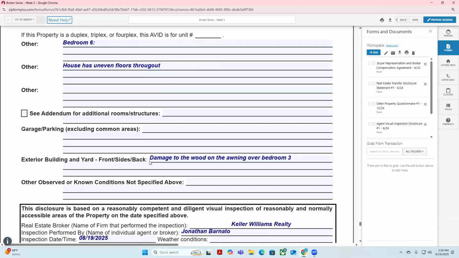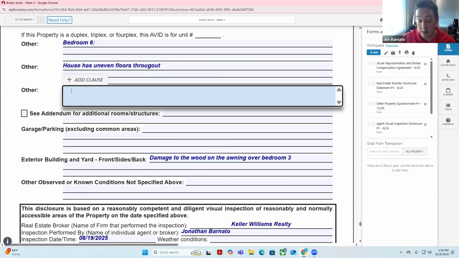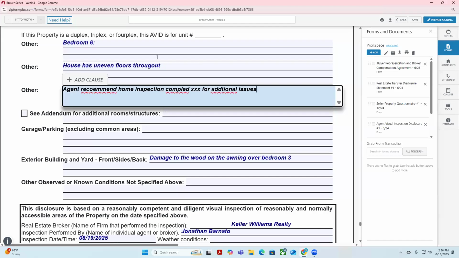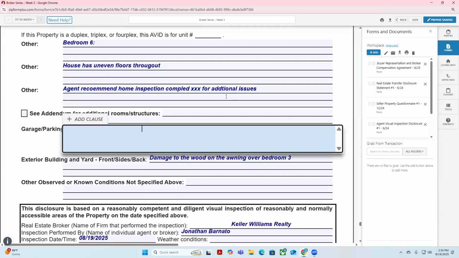But if they do it before, and you're aware of those issues, I would at least acknowledge it in here. And in other, I put: buyer's agent recommends buyer review home inspection completed on XX date, for additional issues.